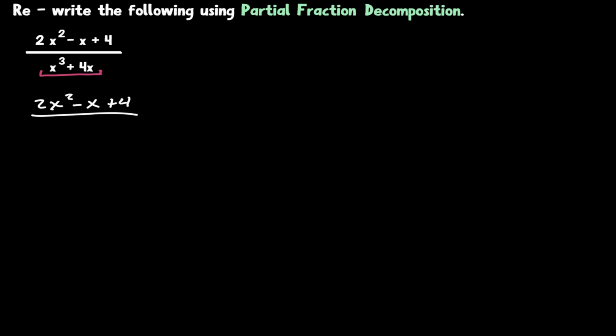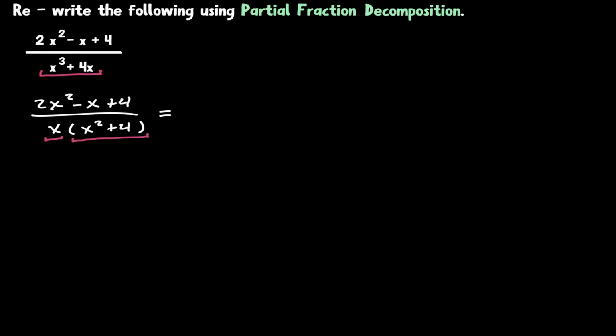So the numerator, I'm just going to rewrite it. But notice that in the denominator, I can factor out a variable of x. So I can factor that out as x times x squared plus 4. And now that we have factored out the denominator, we can talk about the setup. We're going to see how many expressions we have in the denominator, which in this case is only two, x and x squared plus 4.